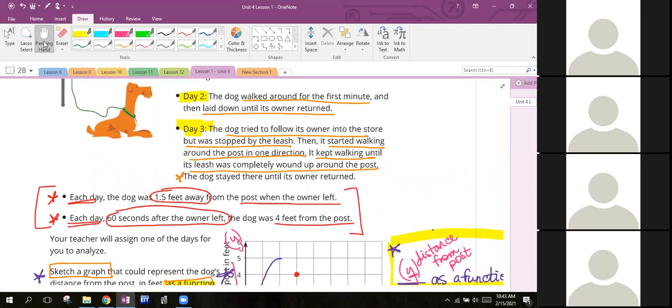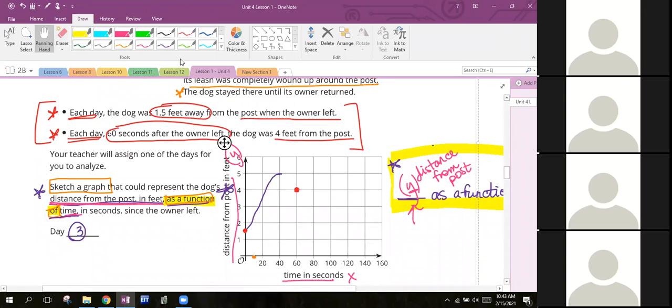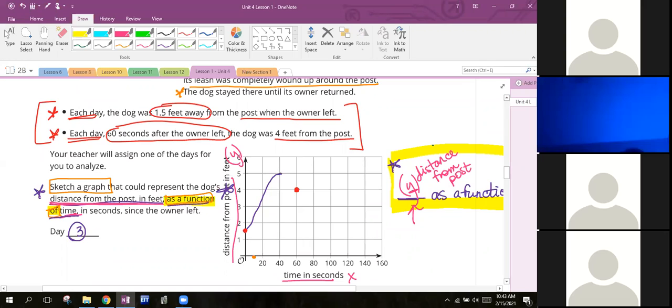So what's my line going to start doing? What's this line on my graph going to start doing if my leash is getting shorter now? Decrease. It's going to start decreasing. It's going to go down, and it has to go through that point, and then it's going to go down and down and down and down and down until he doesn't have any more room, and he just stays there until his owner gets back.